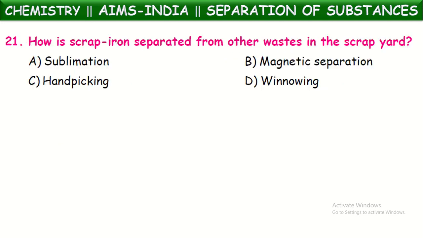Okay, next. How is scrap iron separated from other wastes in a scrapyard? So in a scrapyard, there might be iron scrap along with other non-magnetic substances. So this iron scrap can be separated from that mixture by using a powerful magnet. The technique we call magnetic separation.